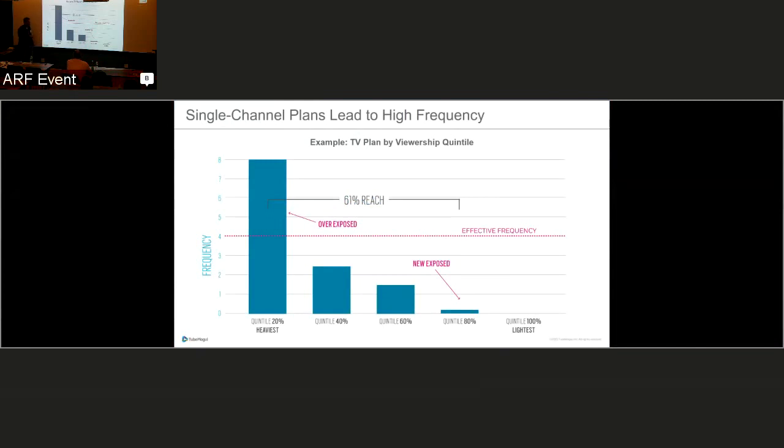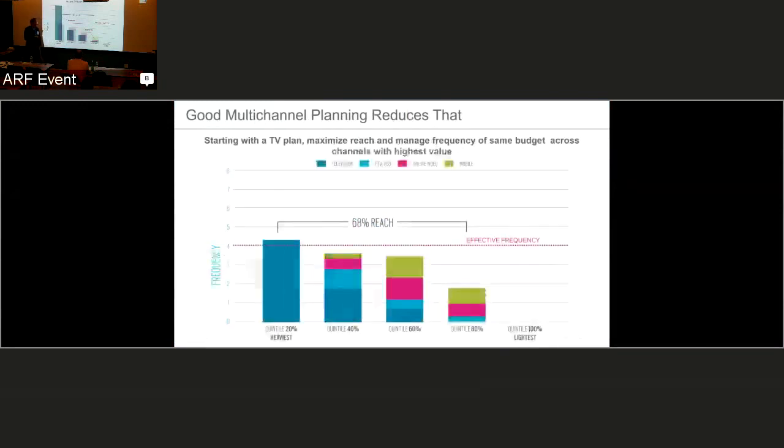And then as you go out down these quintiles, you're going to find that the people who use less and less of that channel, you're going to get fewer and fewer of them. You're going to get less and less overall reach. I think that might be in 3D, the 61%, but I hope everybody can read that, the slight doubling there. So you get less and less reach as you go out in these quintiles, and you get below optimal frequency.